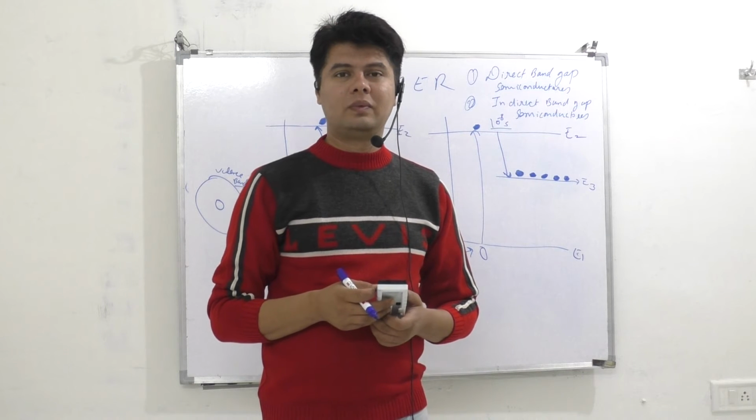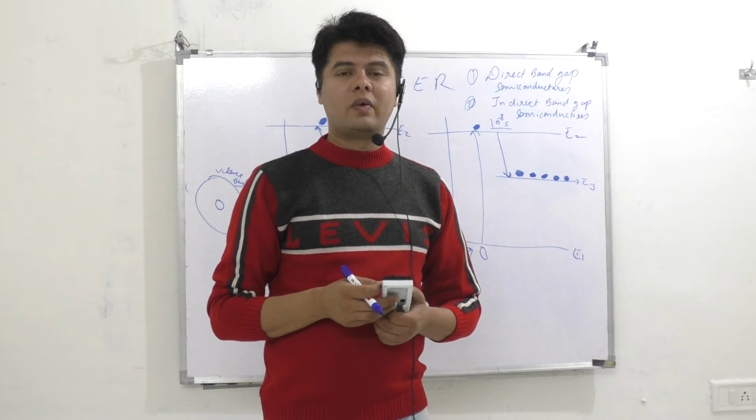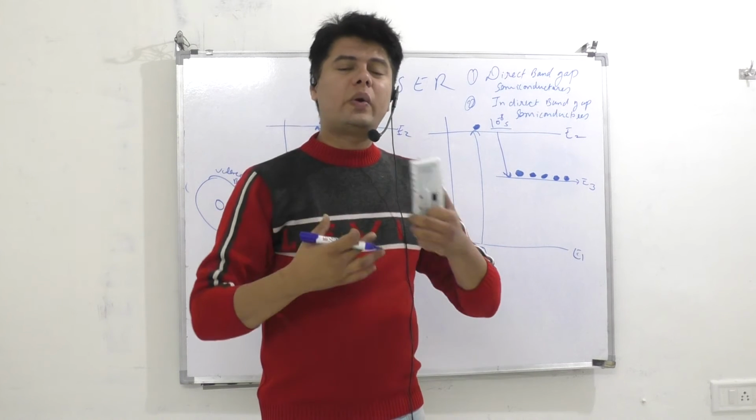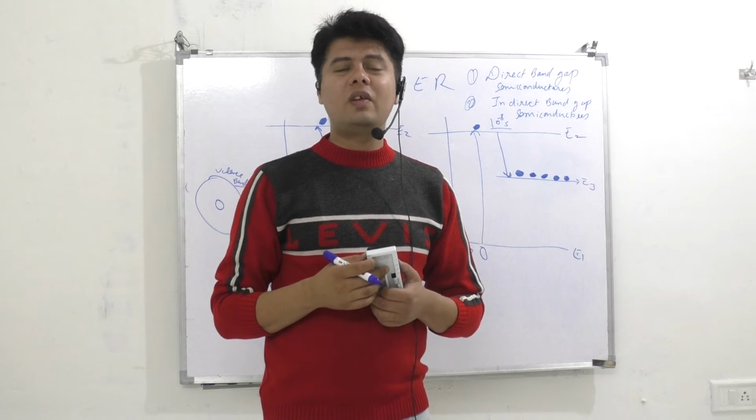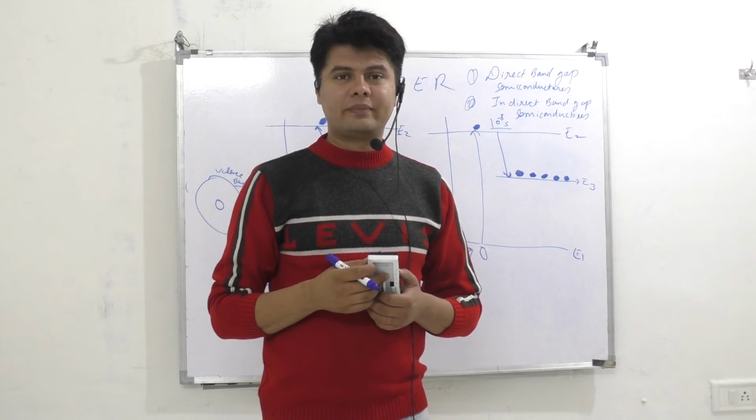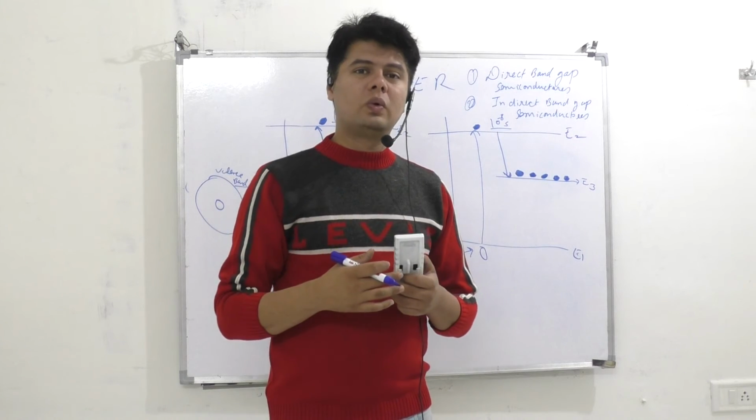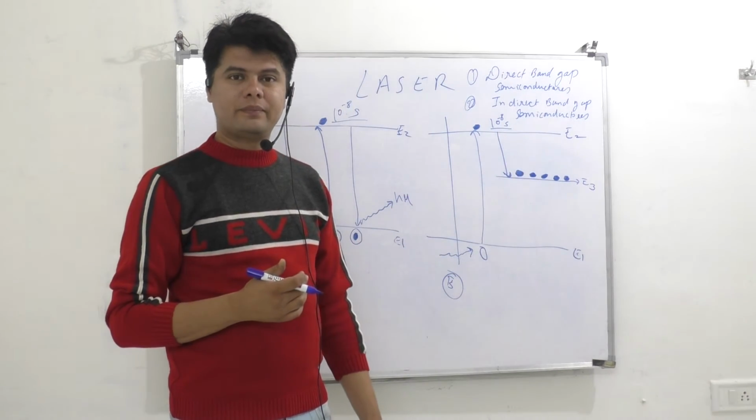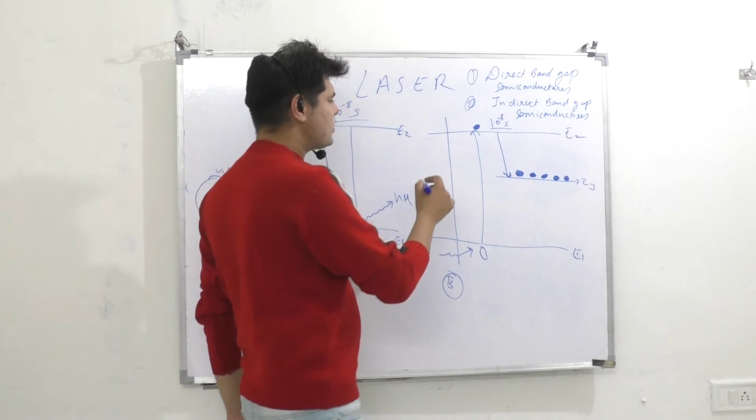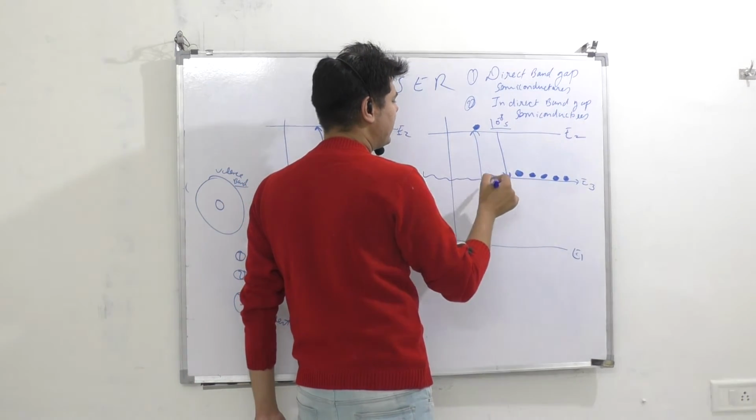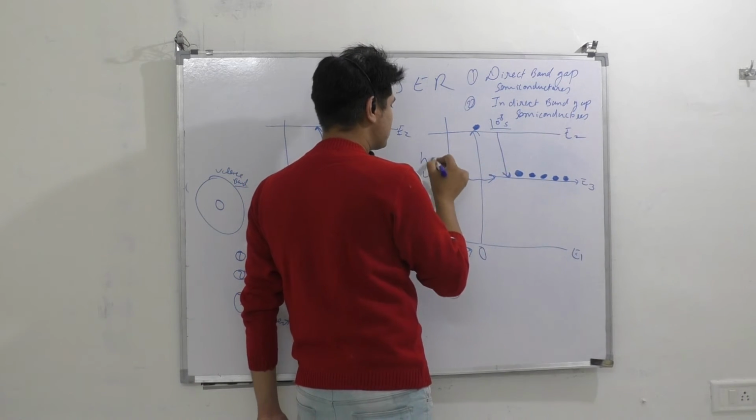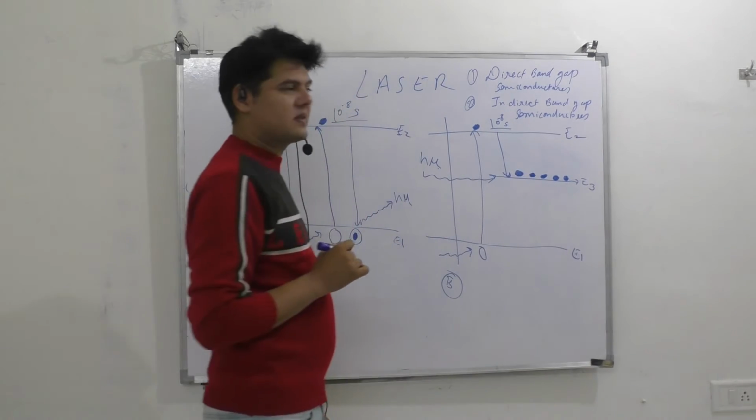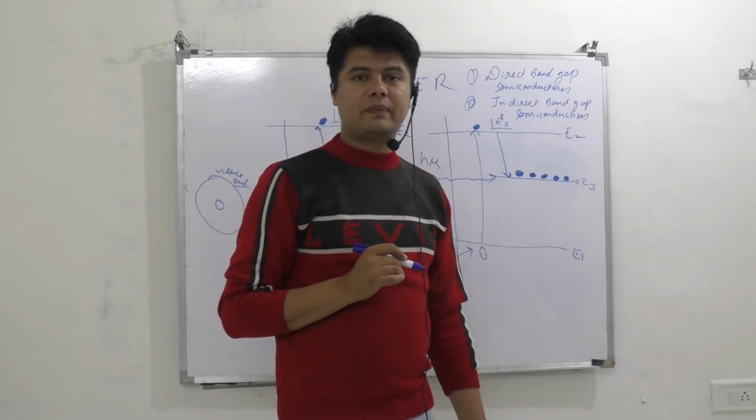Now we again require external photonic energy to make these electrons fall down. So now I have to supply this external Hν energy to these electrons. This is called the pumping energy.